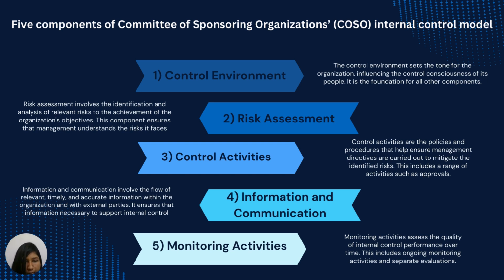Fourthly, information and communication. Information and communication involve the use of relevant, quality, and accurate information within the organization and with external parties. It ensures that information is available to support internal control. Information and communication is very important in an organization to make sure both parties understand what is happening in the management. If there is a lack of communication, there will be misunderstanding and miscommunication in the project.